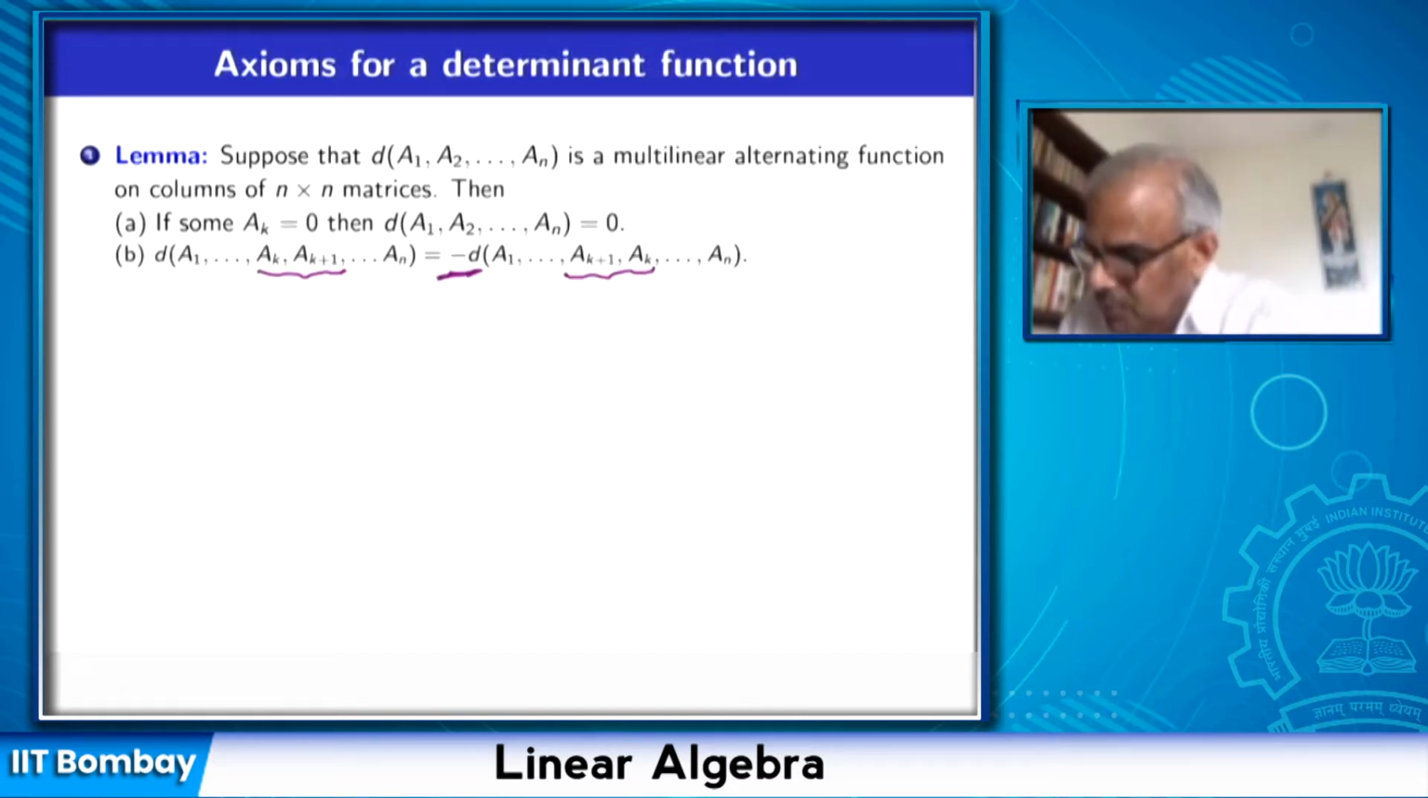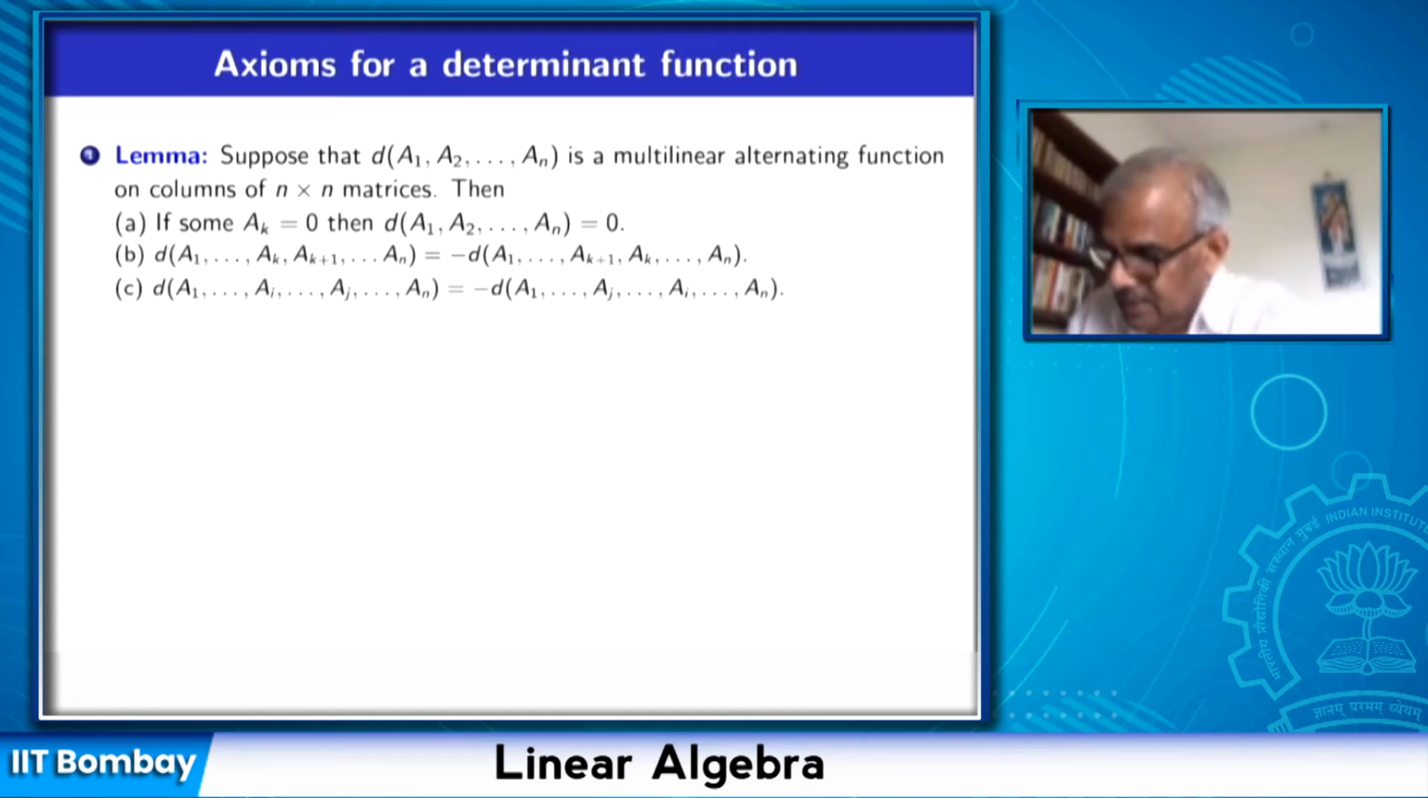So this is true for any multilinear alternating function. A multilinear alternating function will satisfy this property that if AK is 0, then D of that matrix is 0. And if I interchange two adjacent columns, then I acquire a negative sign. And the same property holds if I interchange the ith column with the jth column. Then a negative sign is obtained. All right, so these three properties are true for any multilinear alternating function.